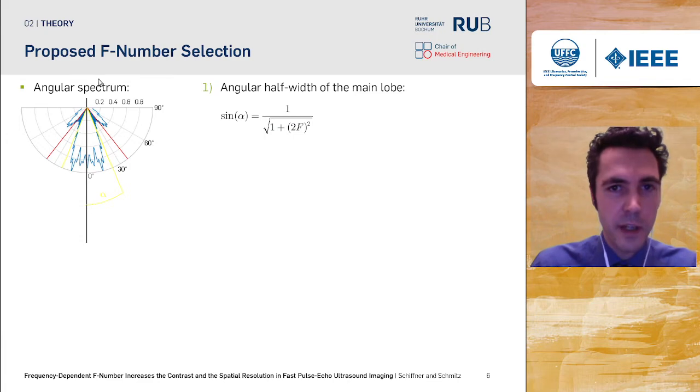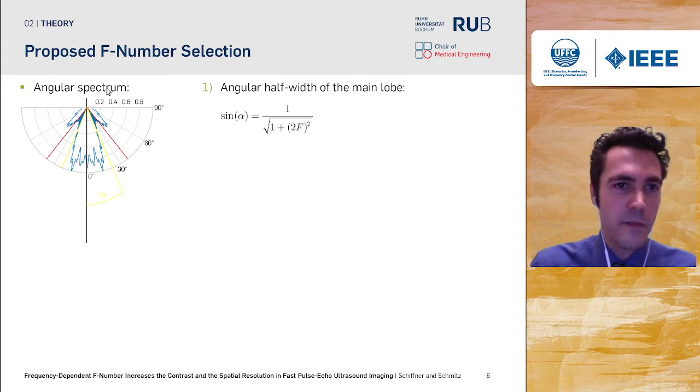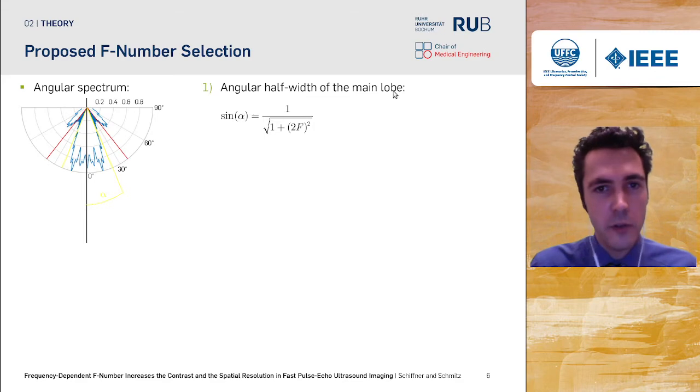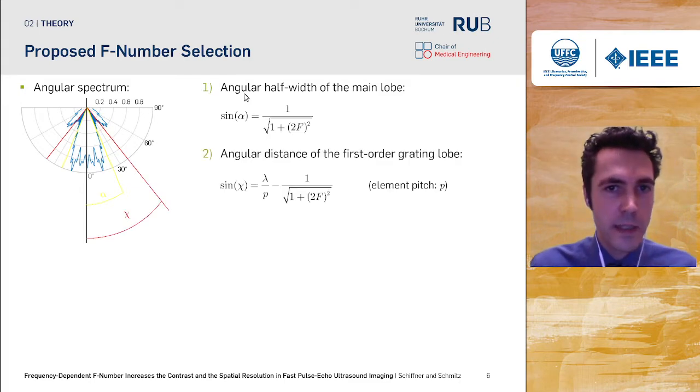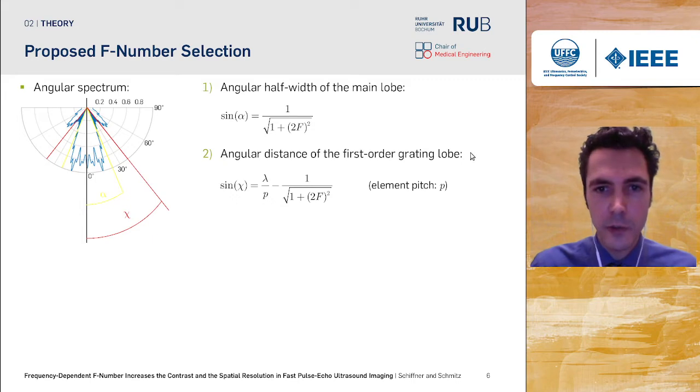The proposed f-number considers the angular spectrum of the focused receive subaperture and exploits the far field properties. The angular half-width of the main lobe is given by this expression, which depends on the f-number. According to the sampling theorem, the angular distance of the first-order grating lobe equals this expression, where the first term is proportional to the sampling frequency.